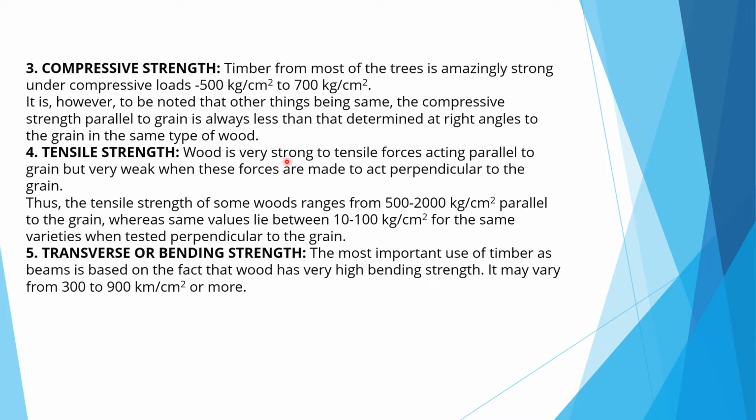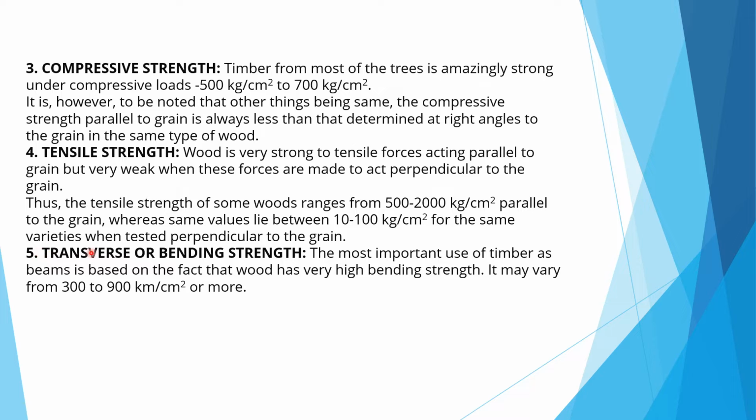Next, tensile strength. Wood is very strong to tensile force acting parallel to grain but very weak when these forces are made to act perpendicular to the grain. Thus, the tensile strength of some woods ranges from 50 to 2000 kg per centimeter square parallel to grain, whereas the same value lies between 10 to 100 kg per centimeter square for the same varieties when tested perpendicular to the grain.